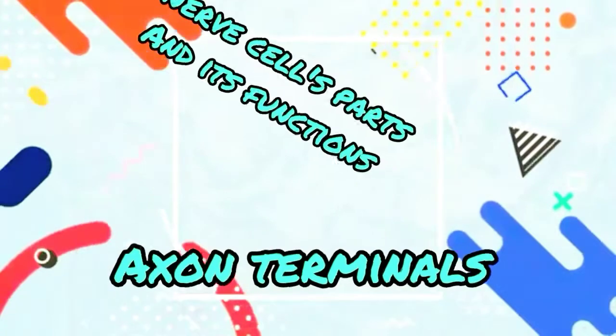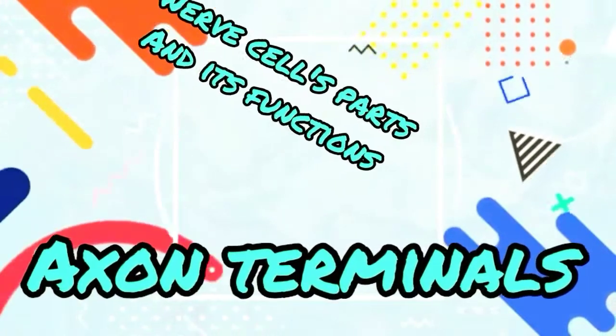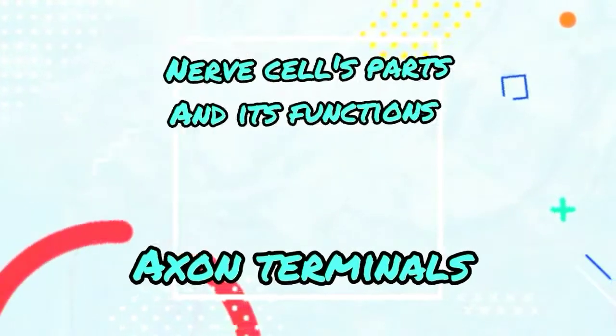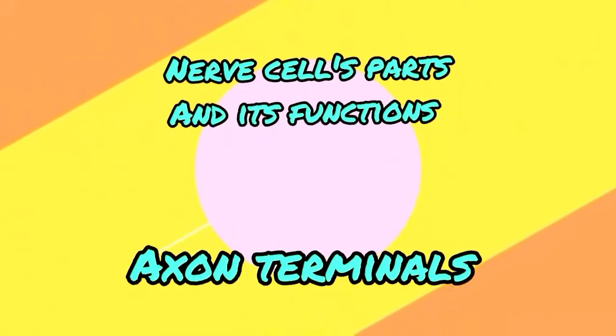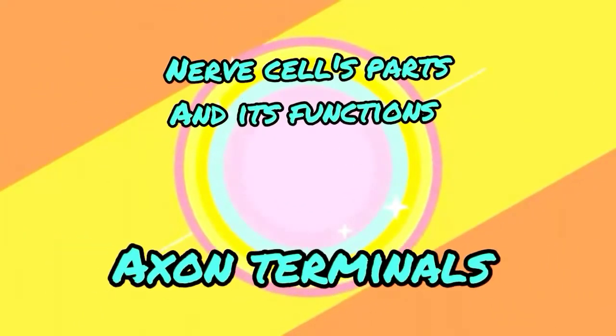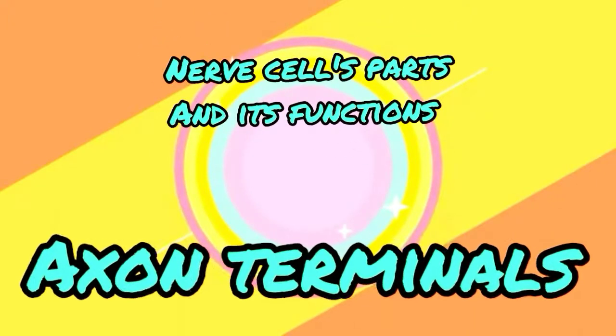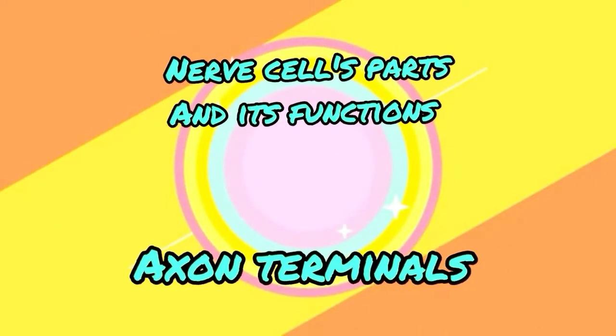Axon terminals. The axonal terminals are specialized to release the neurotransmitters of the presynaptic cell. The terminals release transmitter substances into a gap called the synaptic cleft between the terminals and the dendrites of the next neuron.